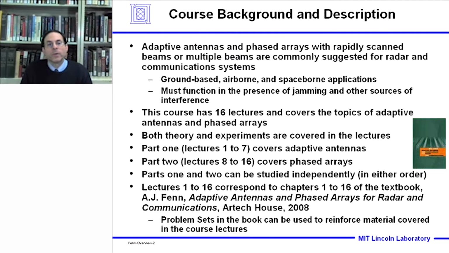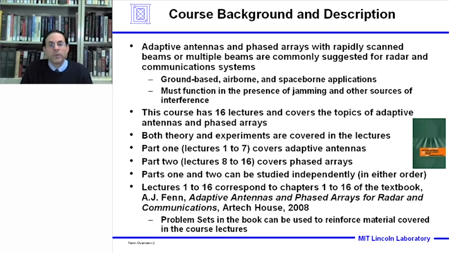Adaptive antennas and phased arrays with rapidly scanned beams or multiple beams are often suggested for radar and communication systems. These systems can be ground-based, airborne, or spaceborne, and they typically must function in the presence of jamming and other sources of interference, including radar clutter.